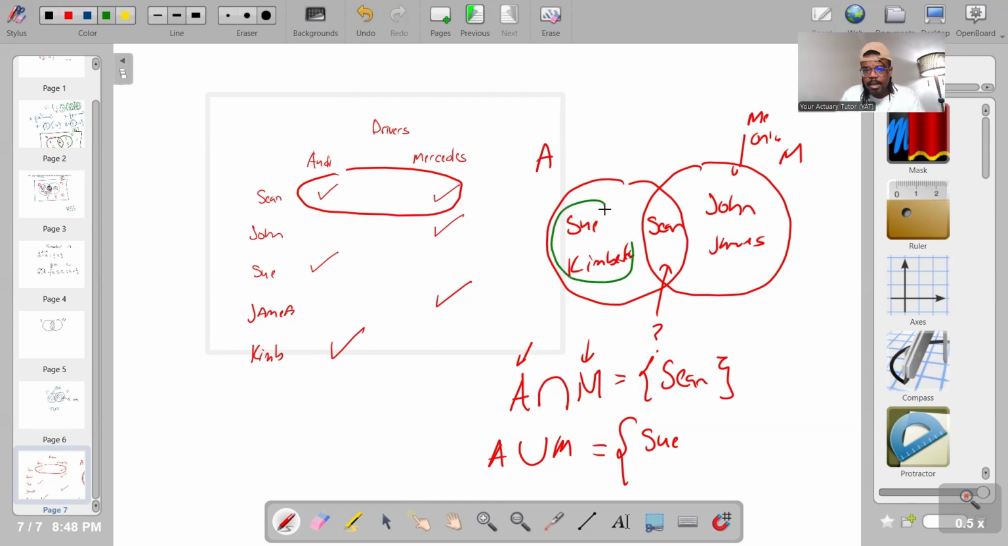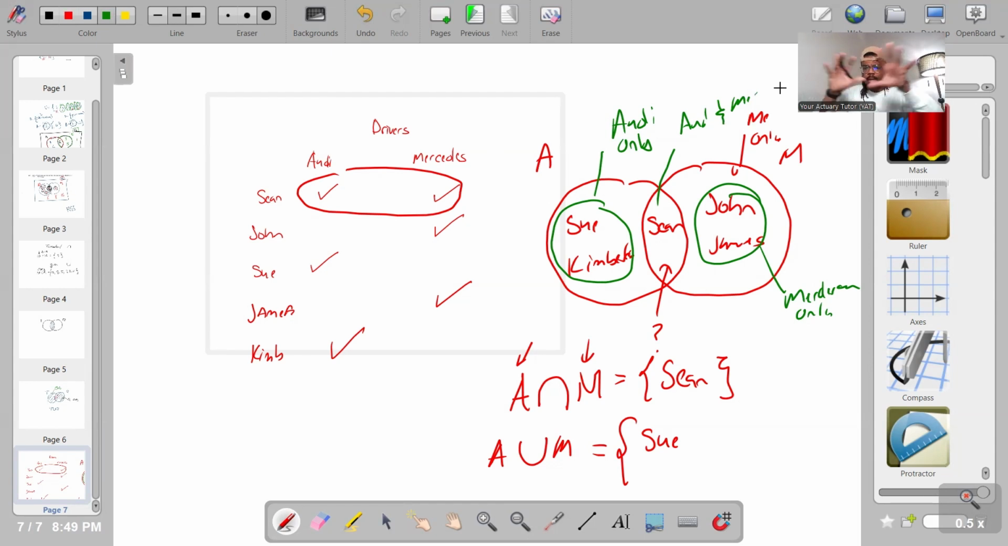Susie and Kimberly are the Audi only people. John and James are the Mercedes only people. I can't spell, but just stay with me. Then we have the people that are Audi and Mercedes drivers. They have both of them. So I hope everybody understands what's happening there. Okay? Sounds good?